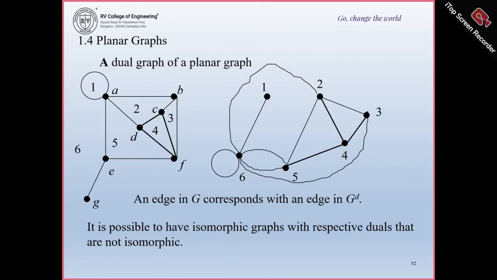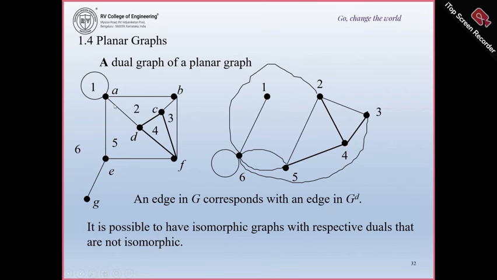So we will stop here. One more topic, that is the dual of a planar graph. The dual of a planar graph is given as follows: given a graph, you identify the regions, and for each region, I represent a vertex in the dual graph. And for each edge which has two different adjacent regions, I draw an edge. The number of vertices in the dual graph will be equal to the number of regions in the given graph. So here you have 6 regions, so there will be 6 vertices in the dual graph.